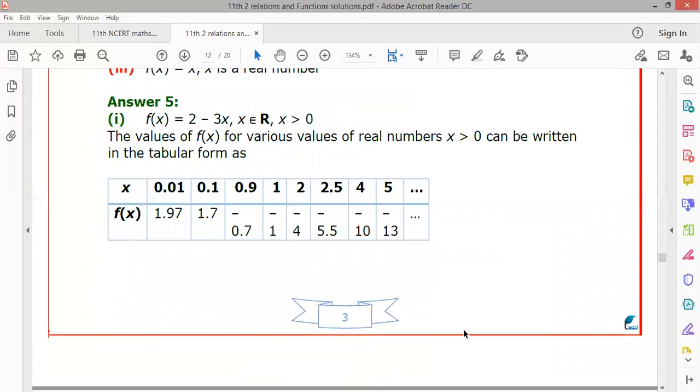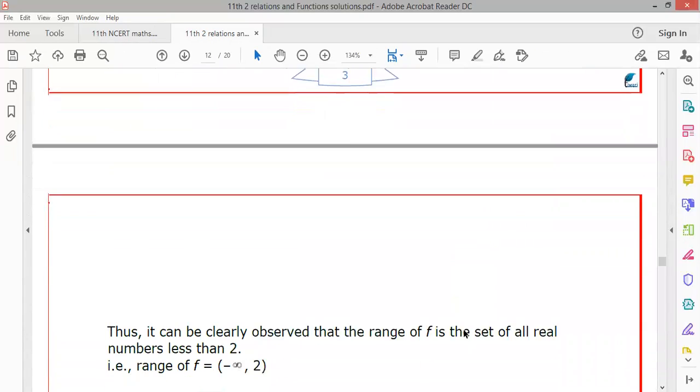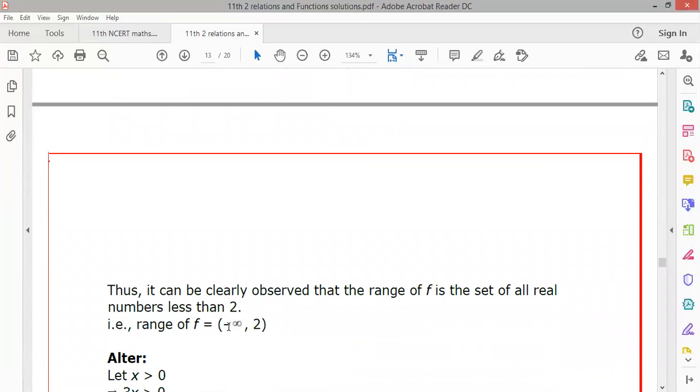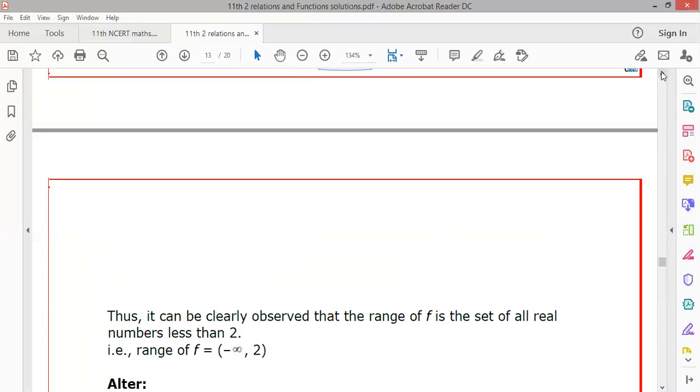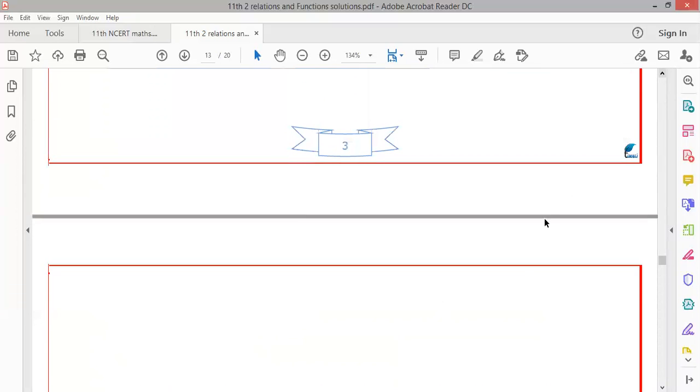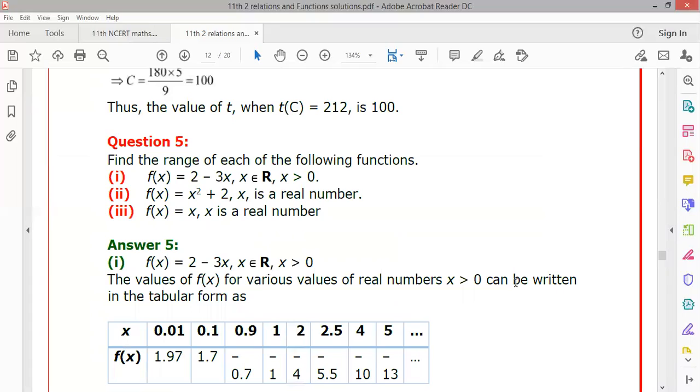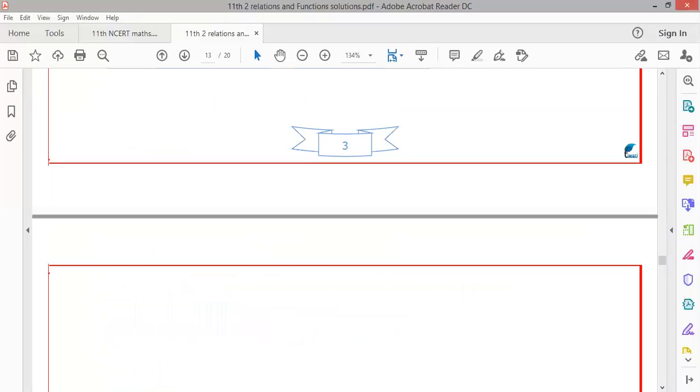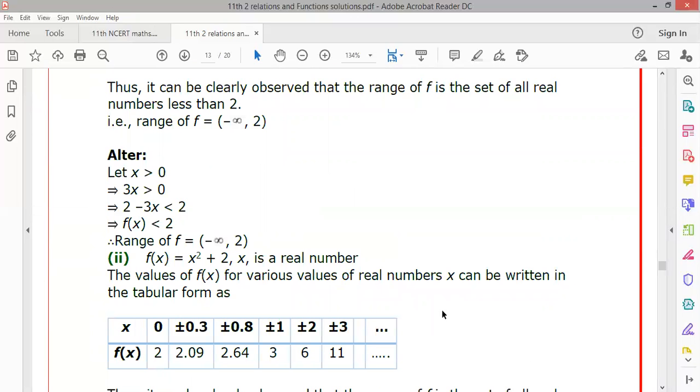So if we write the range of this, the range is from minus infinity to 2. It should be noted here that 2 is not attained, because 0 is not attained in the domain. 0 is not in the domain here. x is greater than 0, it is not equal to 0. So f of x will be less than 2, not equal to 2.